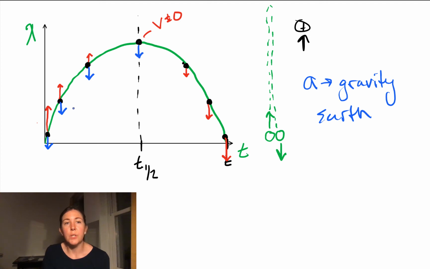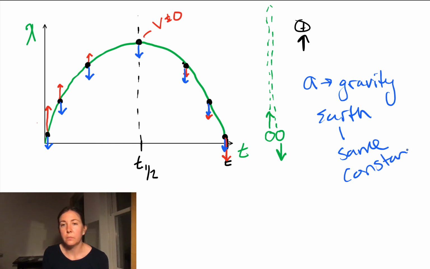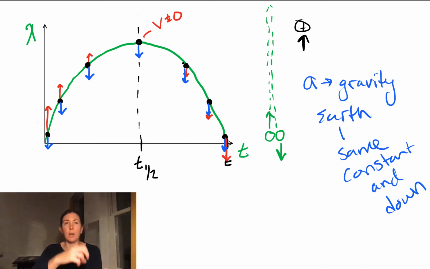And so when it's slowing down, it's pulling downward on it, and when it's speeding up, it's pulling downward on it. And the important thing to note is that this acceleration due to gravity, in the blue, is the same. It is constant and down. Okay, so you throw up the ball with some velocity, it goes up and it comes back down. So this velocity v here is this velocity negative v here. Half the time to go up, half the time to go down.